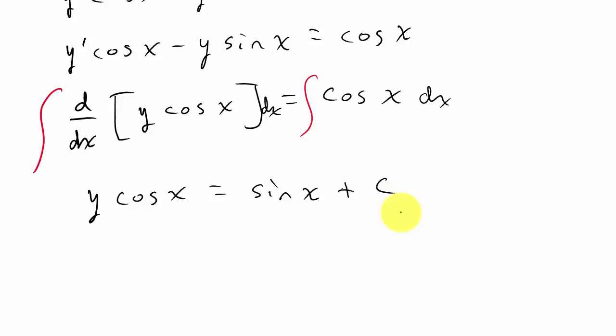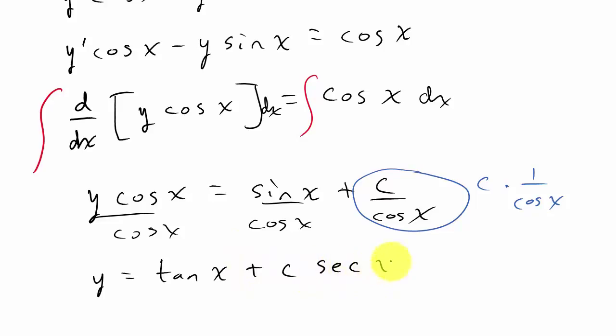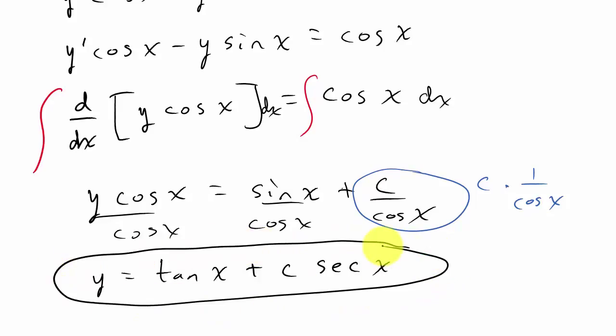Okay, and now I solve for y, so I'll divide everything by cosine x, and so that's going to give me y equals, and then sine over cosine, that's tangent x, and then this term here, that's the same thing as c times 1 over cosine x, so I'll write that as plus c times secant x, and this would be my solution.